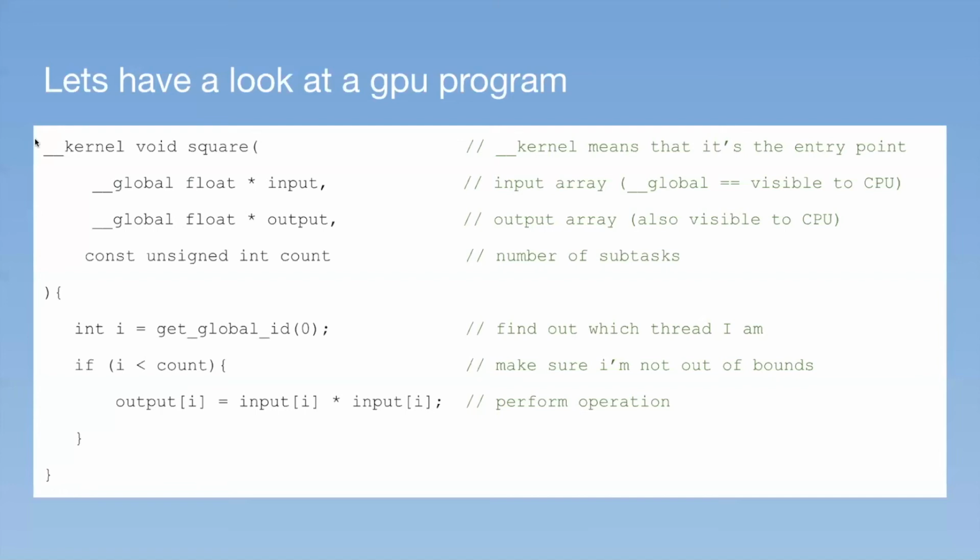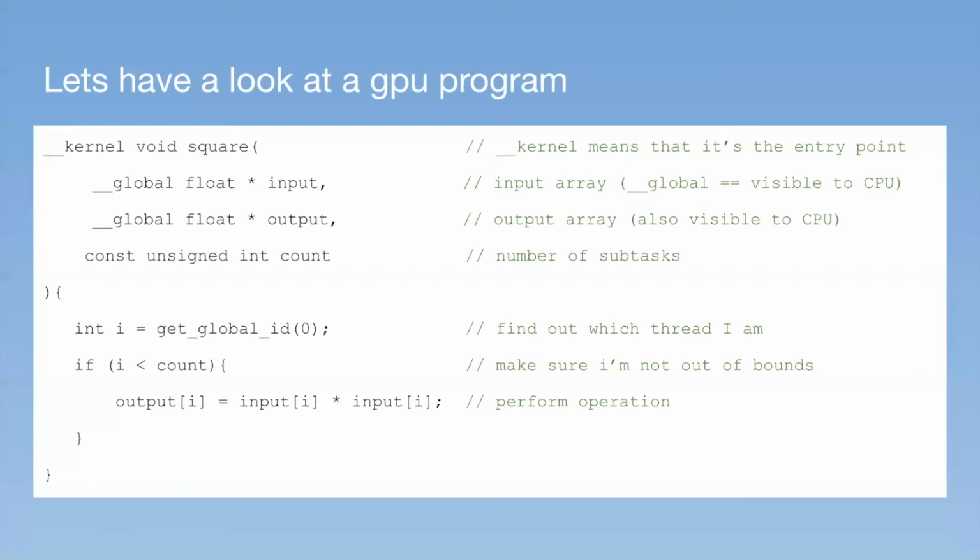The next line is, so now we're into the parameters of the function. We've got an input array of floating points. That's, if you don't know C, that's what this star means, that is an array. And the global keyword is going to be a bit like the kernel keyword in that it says that this array is visible from the CPU.